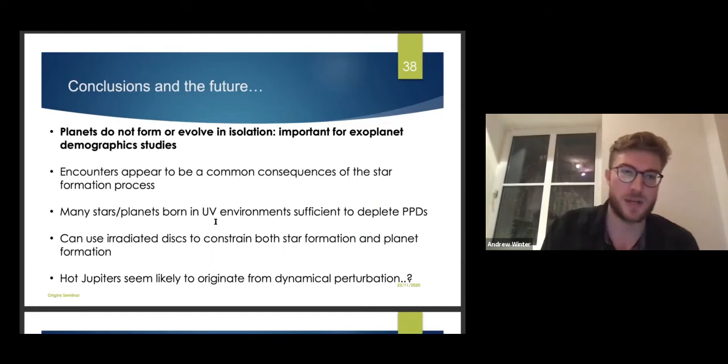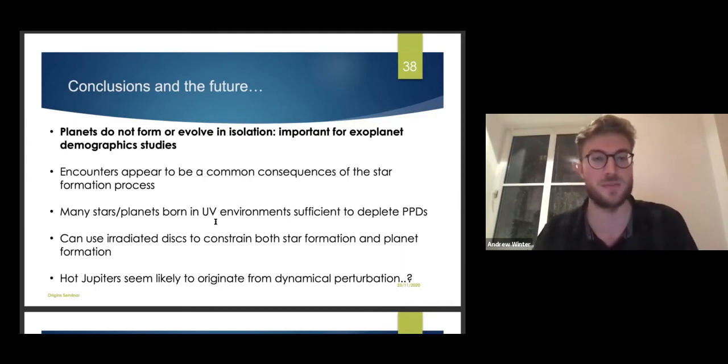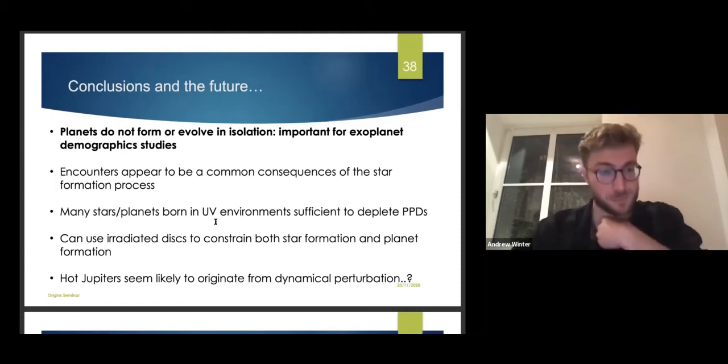The main conclusion is that planets really do not form in isolation. And this is really important for understanding exoplanet demographics, and really important for modeling. It seems more and more unlikely that you can model the observed exoplanet population by a single continuous distribution.